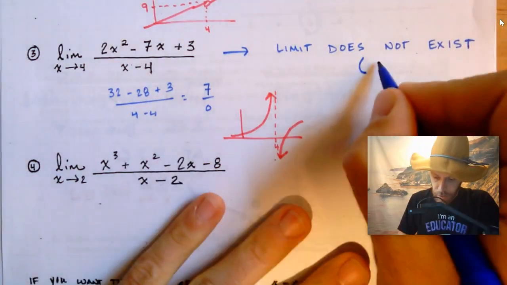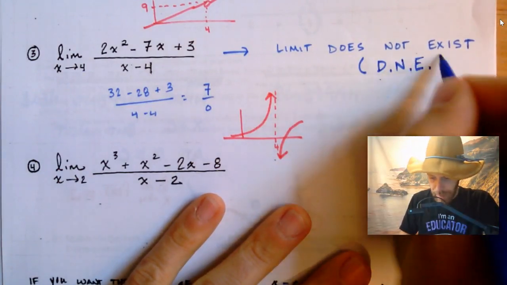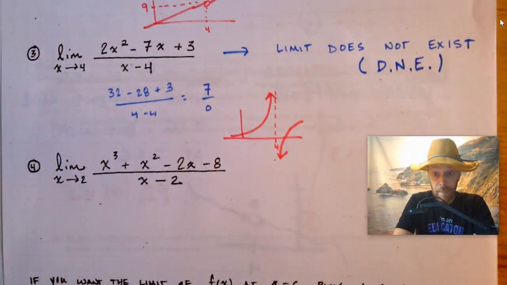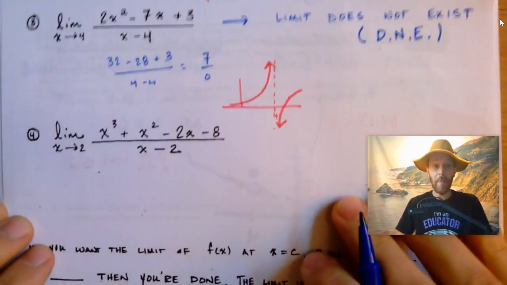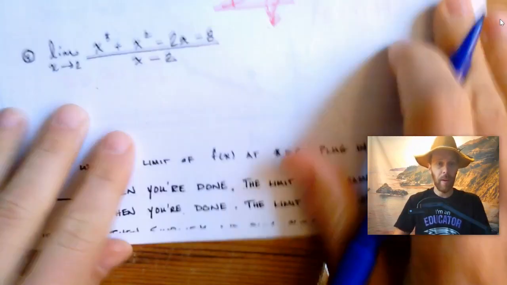And if you like to do things the quick way, you can write your answers for does not exist problems like this, D and E. That brings us to our last example. Look at this last one here.